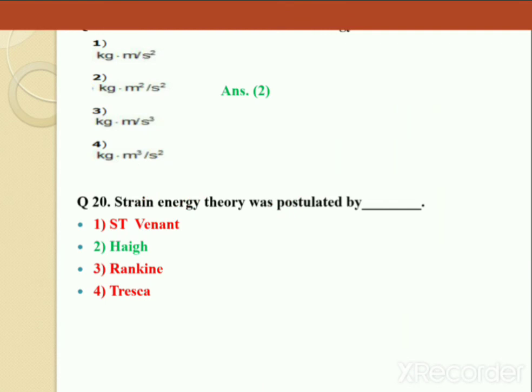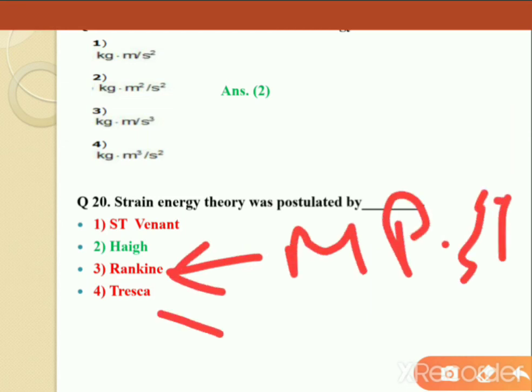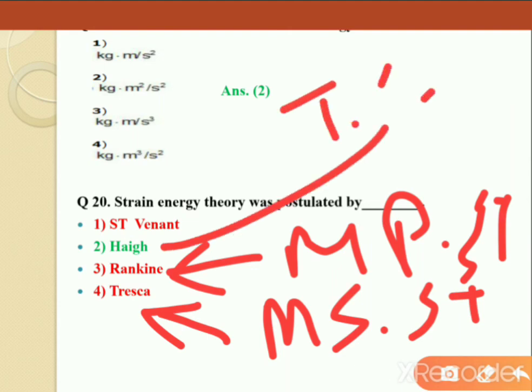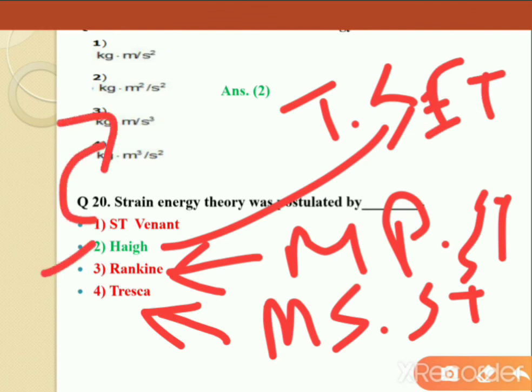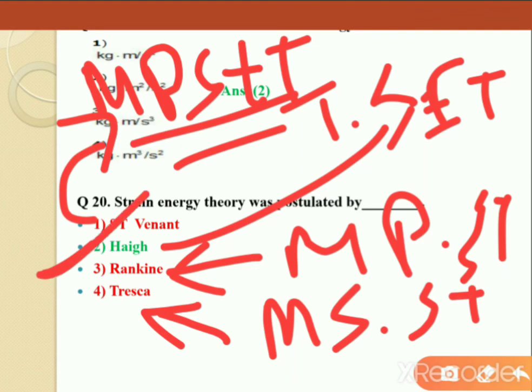Strain energy theory was postulated by whom? Remember here, Rankine means maximum principal stress theory. Guest and Tresca is maximum shear stress theory, and Haigh is the total strain energy theory. Saint-Venant is maximum principal strain theory. So here option 2 will be the correct answer.